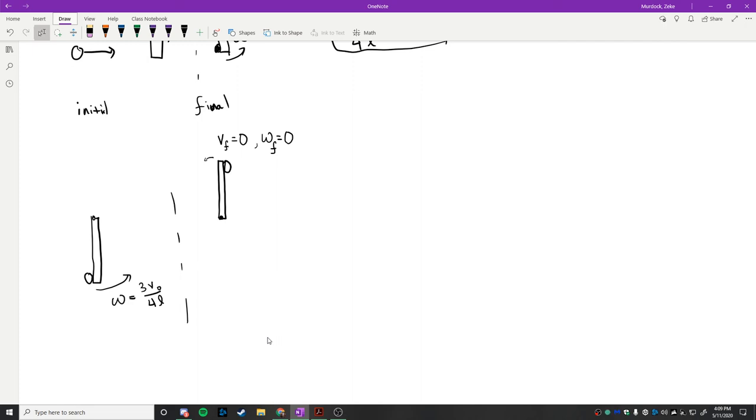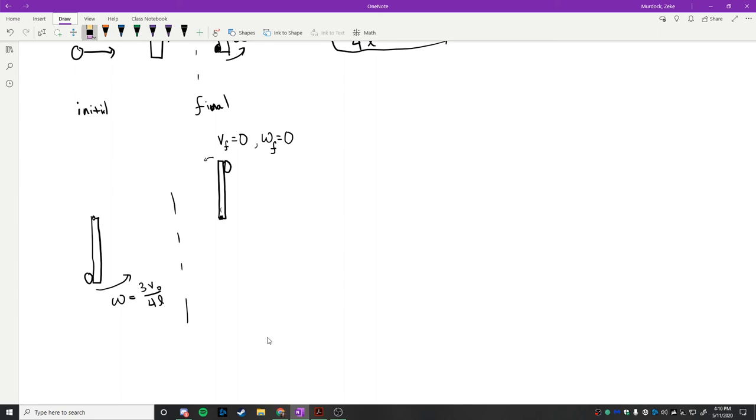Like, if it was a string, it would be required that the string does not go loose when it gets to the top. And we'd have to say the final speed would be something like the square root of the length times g or something like that. But that is not true in this case. I don't know if that makes sense to you guys, and maybe we can talk a little bit more about that. But this is going to be what's going to happen.